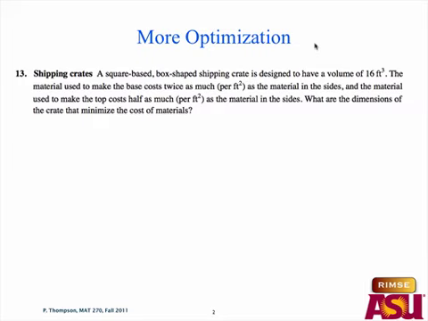Okay, is this it? It's supposed to have a volume of 16 foot cubed, and the material for the base costs twice as much as the material for the sides, and the material for the top is half as much as the sides. So what are the dimensions of the crate that minimize the cost of the materials? Okay, so we read this question, and so what are your thoughts about progressing towards a solution here?